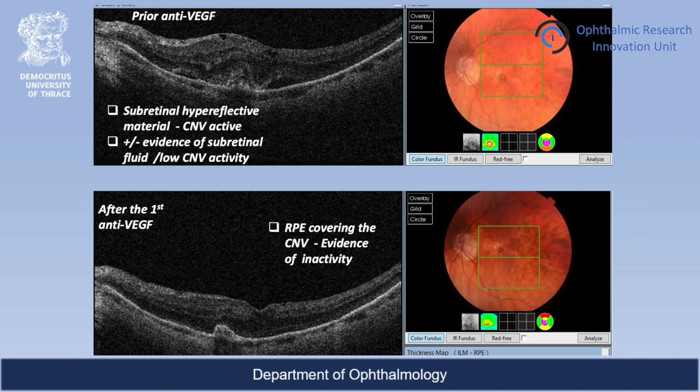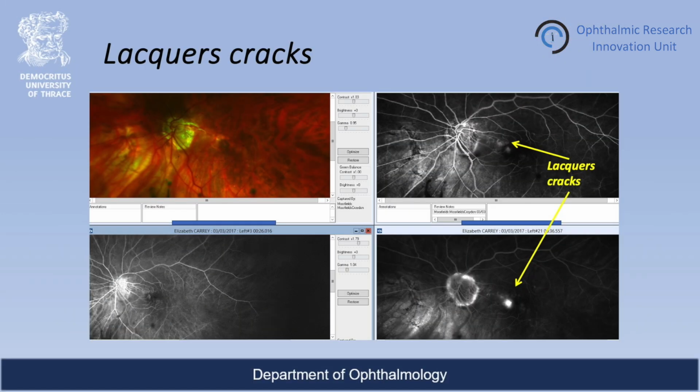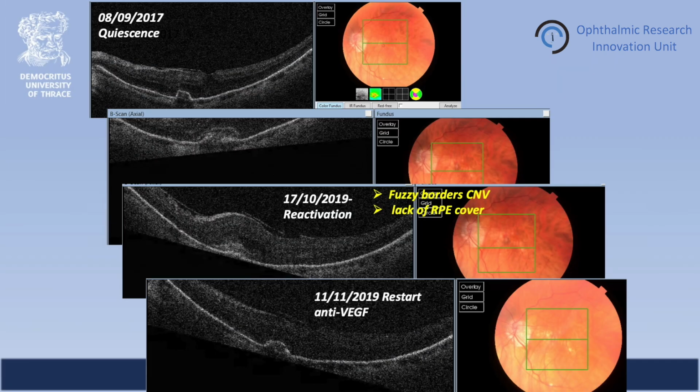After the first injection, you can see that the RPE is covering the membrane. This is a sign of inactivity. Here, you can see the lacquer cracks in the fundus photos and angiogram in early and late phases. In September of 2017, the lesion was inactive. However, in October of 2019, there was a reactivation. You can see the fuzzy borders of the membrane and the lack of RPE cover. Another injection was administered, and in November of 2019, you can see that the lesion is inactive again.